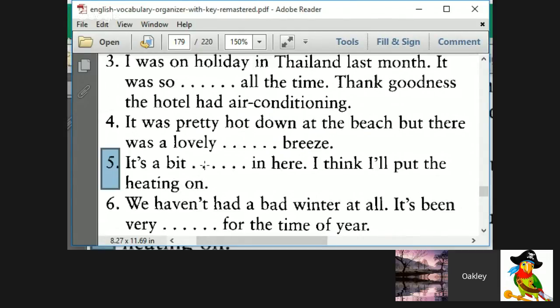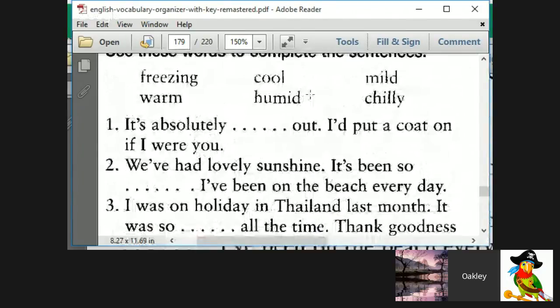It is a bit chilly. I will put the heating on.